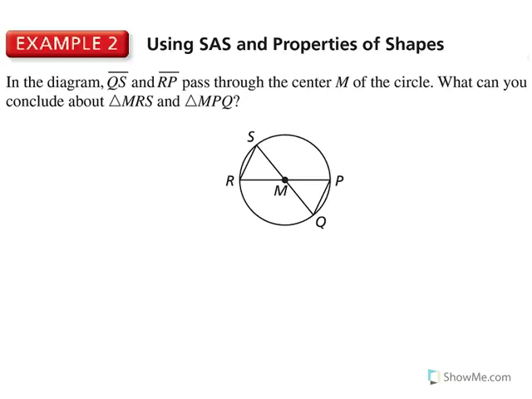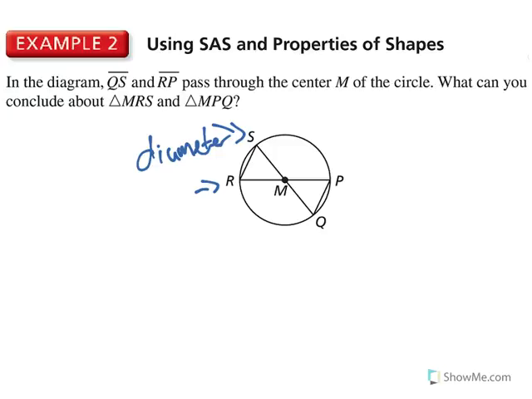So now let's look at example 2. Example 2 tells us that QS and RP pass through the center M of the circle and asks us to make a conclusion about the triangles MRS and MPQ. If these two segments pass through the center of the circle, they are both diameters. RP would be the diameter of the circle, and so would SQ.